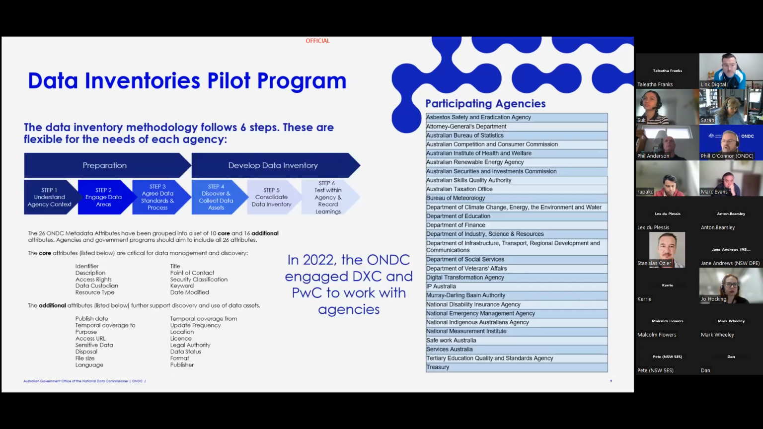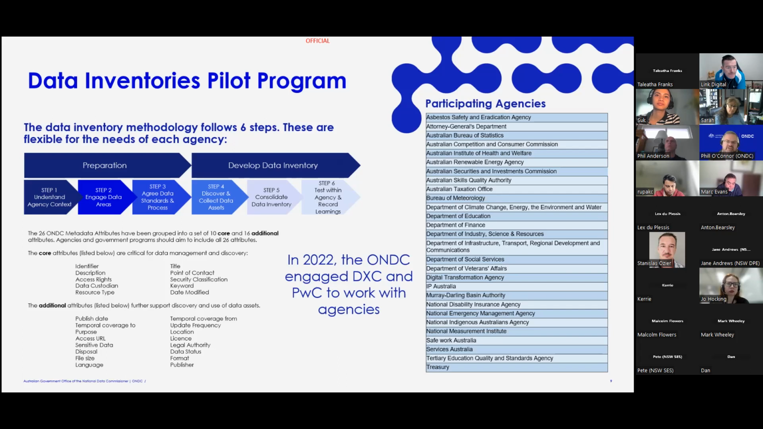For the data inventory pilot program, we've split it up into 6 chevrons. The preparation stage is before we do an inventory with an agency. We're getting a deployment plan set up. What's your agency context? Have you been doing an inventory before? What does it look like? What sort of format is it in?